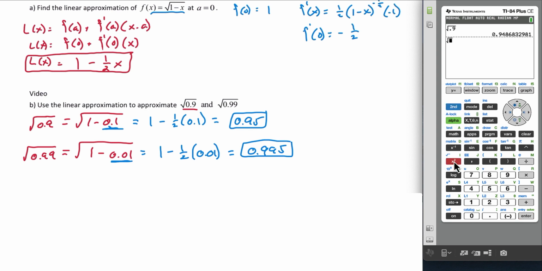We'll check the next one, square root of 0.99. The calculator says 0.994987, and so on. Our approximation is 0.995, again, very close to the actual value of the square root of 0.99.